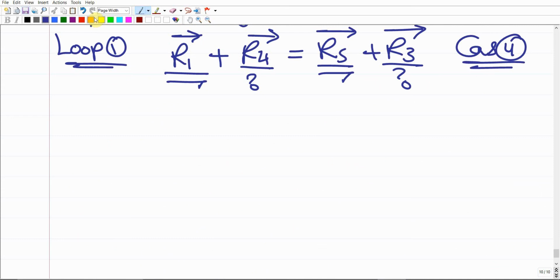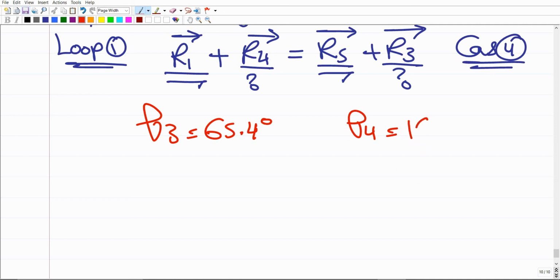So what we're gonna do again, as we did before, is collect all the unknowns on one side, then solve and proceed. With case 4, your objective is just to find theta 3 and theta 4. When we solve this one, we're gonna end up with theta 3, we're gonna find it to be 65.4 degrees, and theta 4, we're gonna find it to be, how much is it? Yeah, 160.8 degrees.